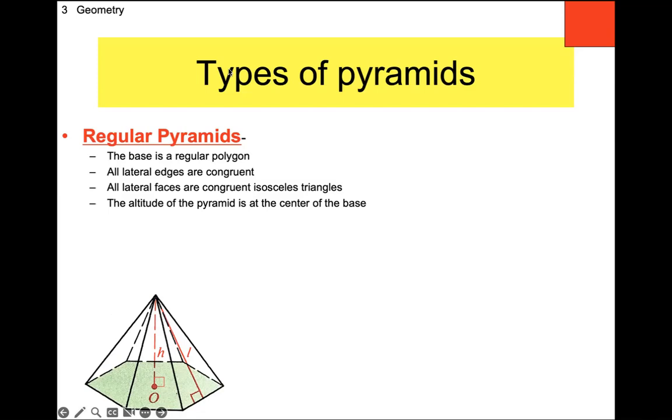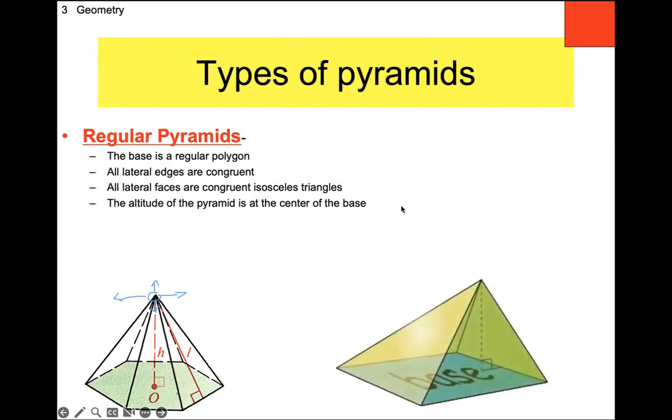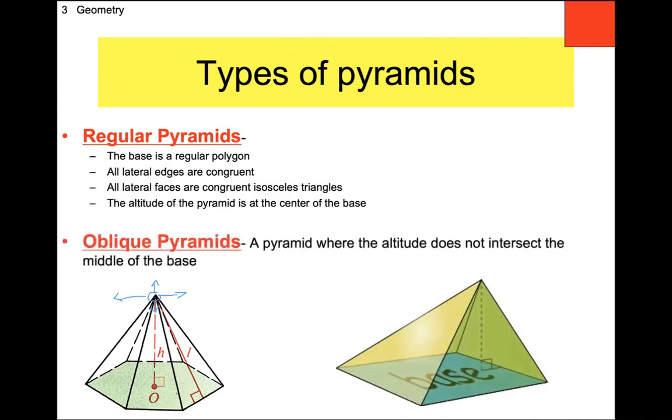So what is an irregular pyramid? We don't call it irregular, but if I were to move the vertex left or right, or forwards or backwards, maybe a little bit forward or a little bit backwards, well, then it no longer would be directly above the center of the polygon, and we would get something that looks like that. And that is called an oblique pyramid.